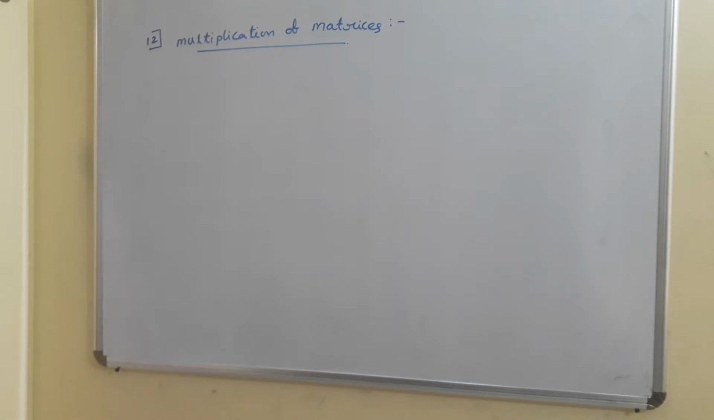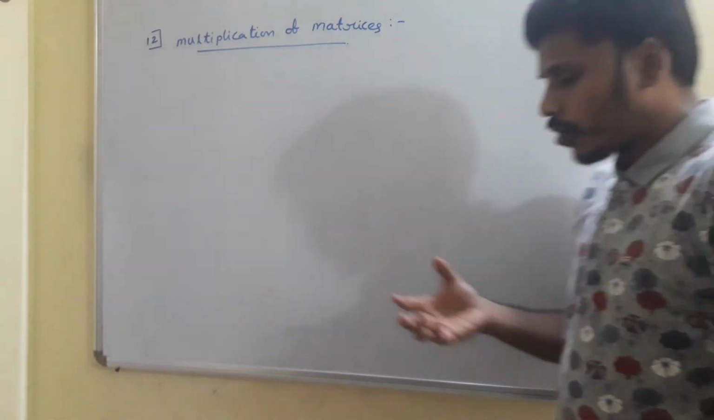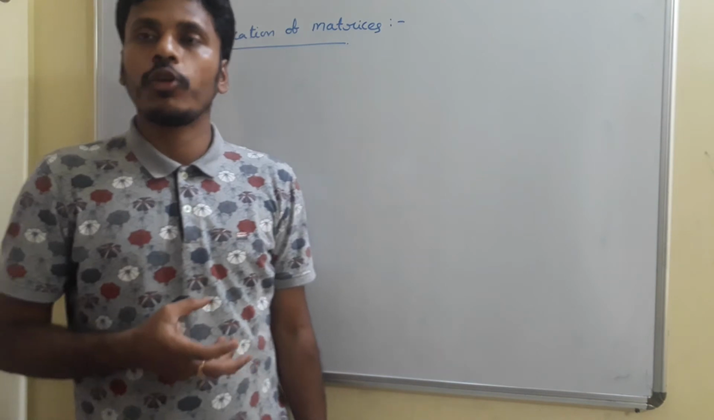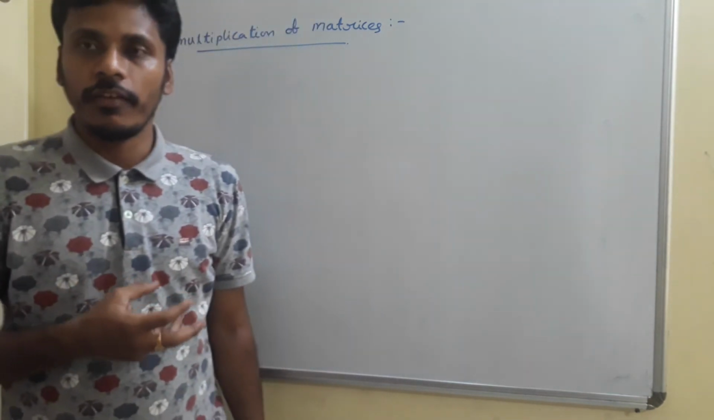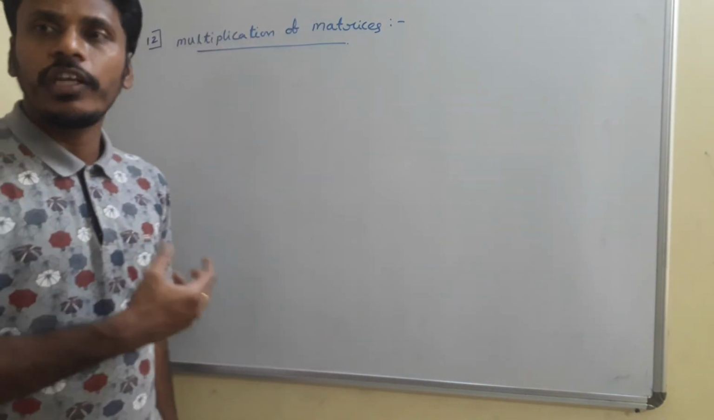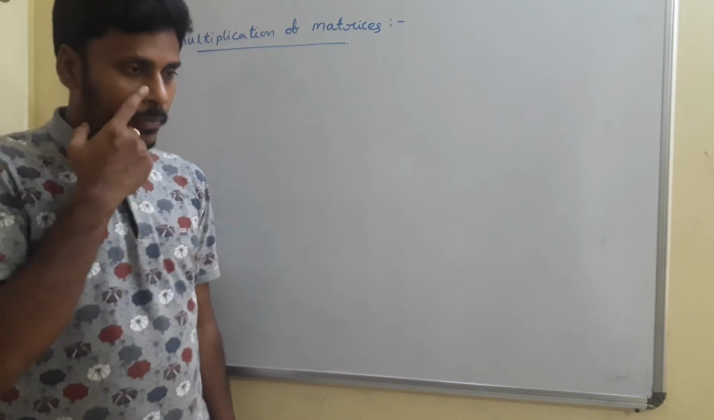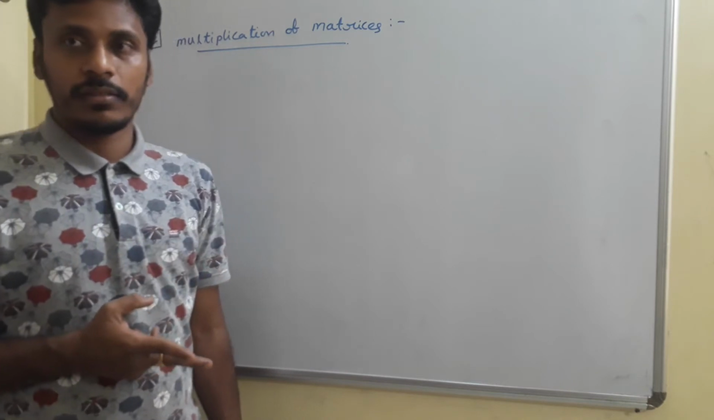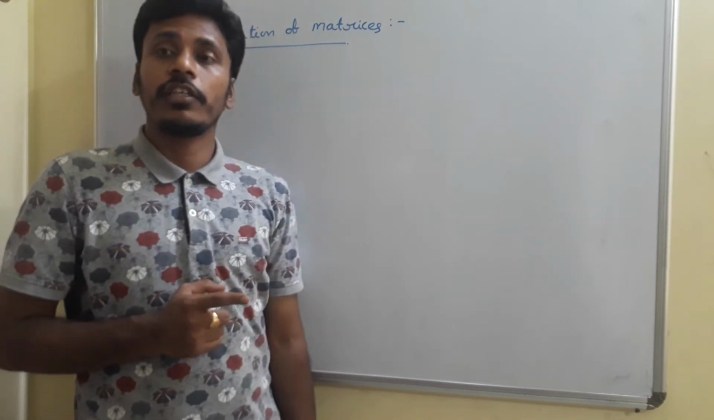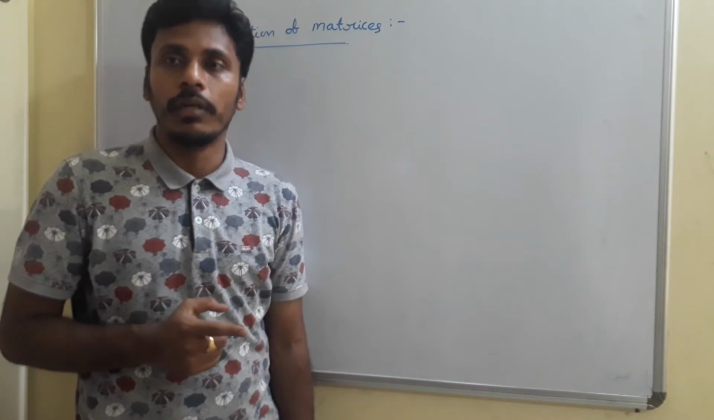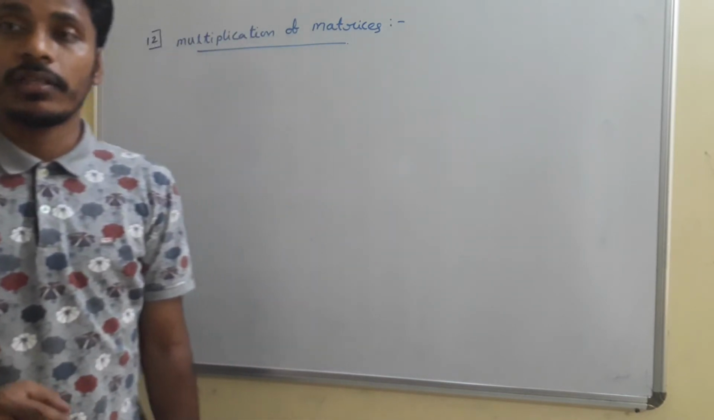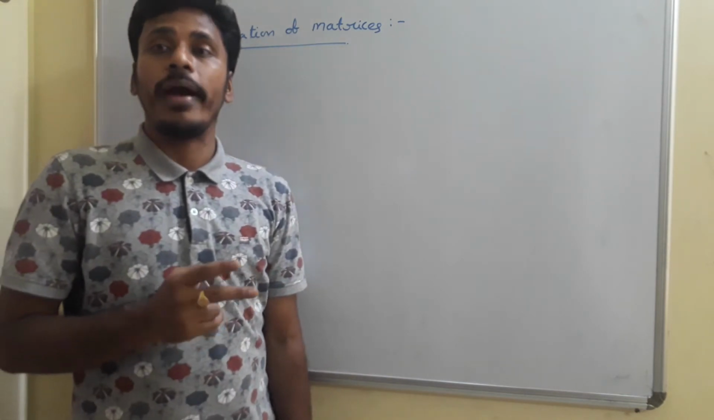See, scalar multiplication, addition, subtraction and the multiplication. The way of adding two matrices, the way of multiplying two matrices, all these things are basic definitions. We need to accept those and move further. Scalar multiplication of matrices is different from the multiplication of matrices. In scalar multiplication, we just multiply one matrix with a number. But in multiplication of matrices, we need to multiply two matrices.